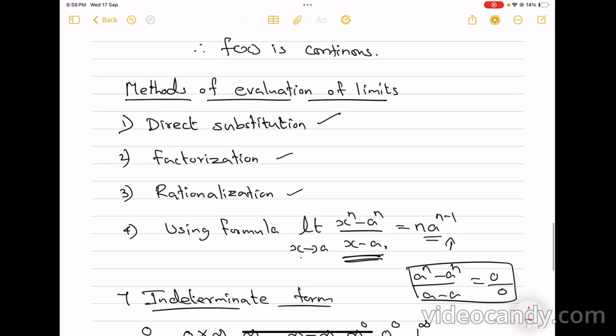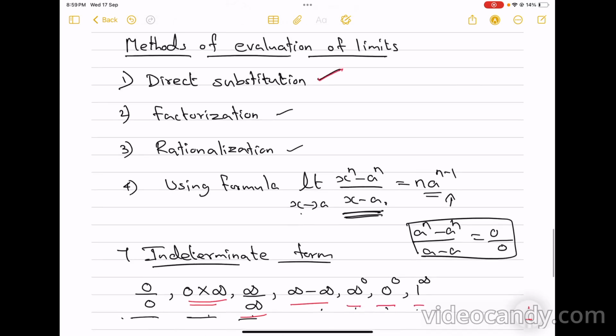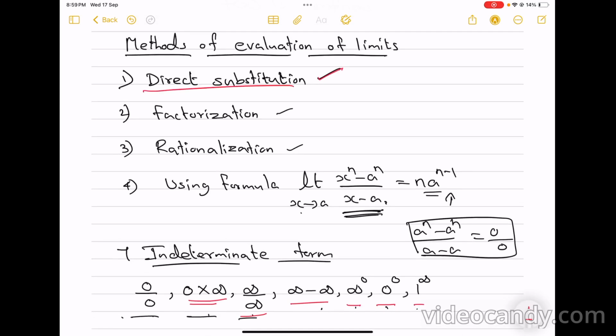Now methods of evaluation of limits. There are 4 methods: direct substitution method, factorization, rationalization, and using the formula. We have to approach first by direct substitution. If you can't find the answer that way, that means if you are getting the answer as indeterminate form, that means 0 by 0, 0 into infinity, infinity by infinity, infinity minus infinity, infinity to the power 0, 0 to the power 0, or 1 to the power infinity. In these 7 indeterminate forms, if you are getting any one of them after doing the substitution, you can go for either factorization or rationalization or the formula method.